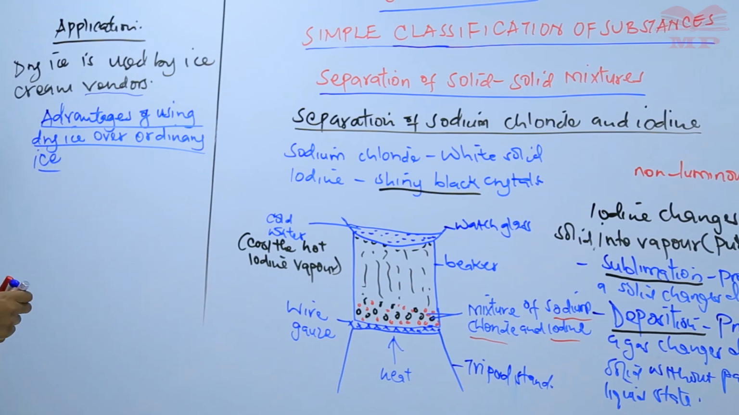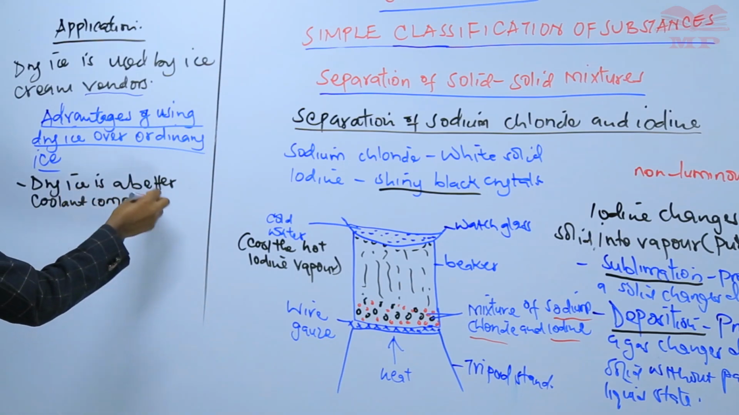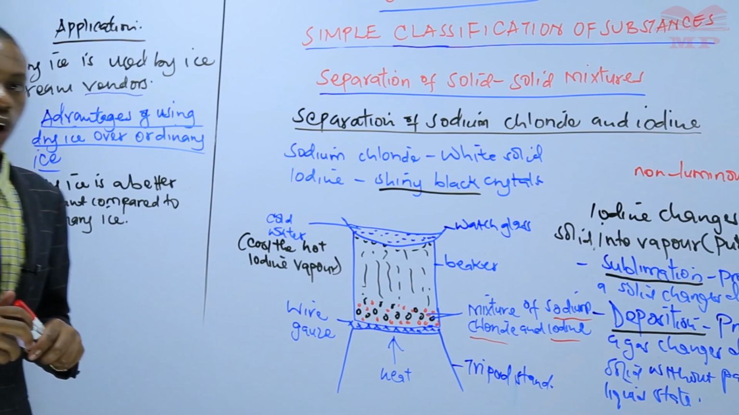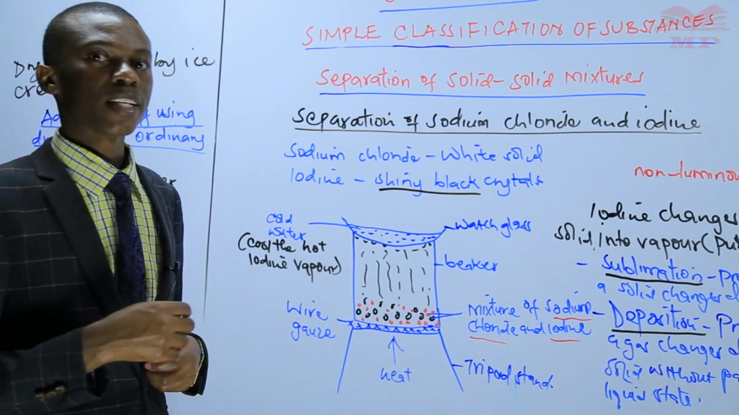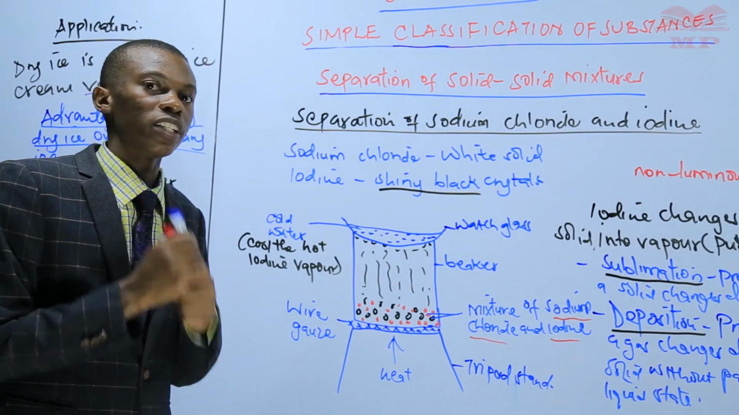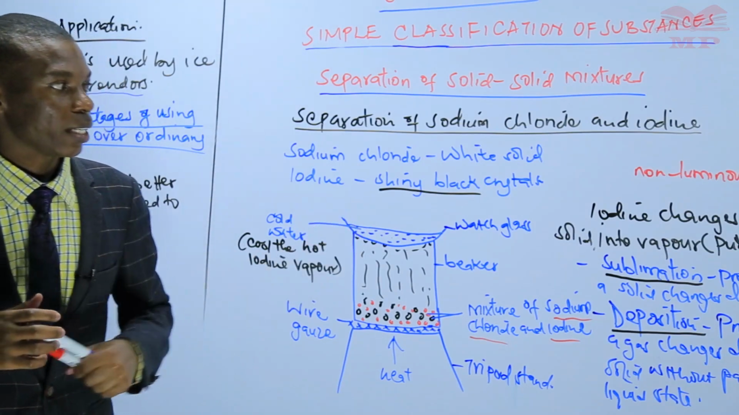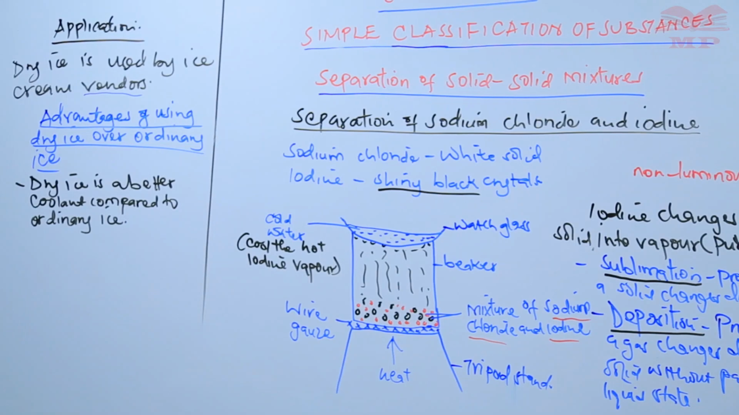One, it is a better coolant. Dry ice is a better coolant compared to ordinary ice. When you talk about ordinary ice, this is water in solid form. That is what you call ordinary ice. And dry ice is solid carbon dioxide, as you have said there.